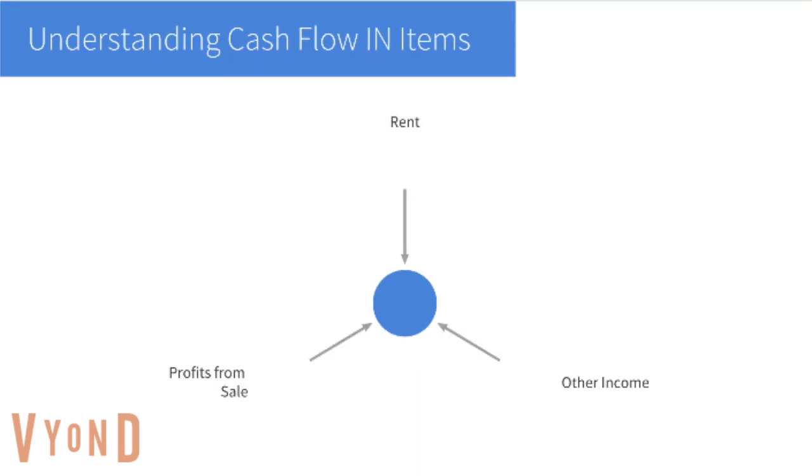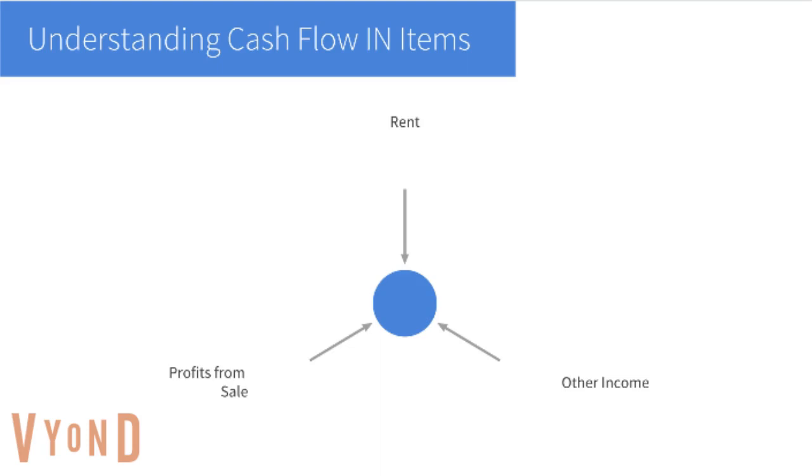But what about the opposite? So some of the cash flow ins are like rent and profits from a sale. If you sell it for more than what you paid for, or as your debt gets paid down over time, especially if you're holding the property for longer periods of time, then when your debt gets paid down, you're going to have more equity there and you're going to have some profits at the sale.